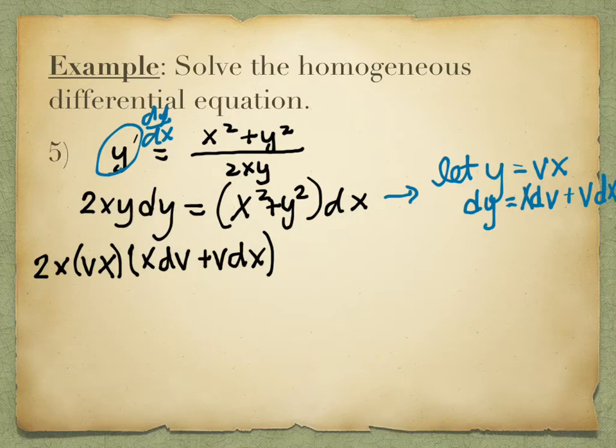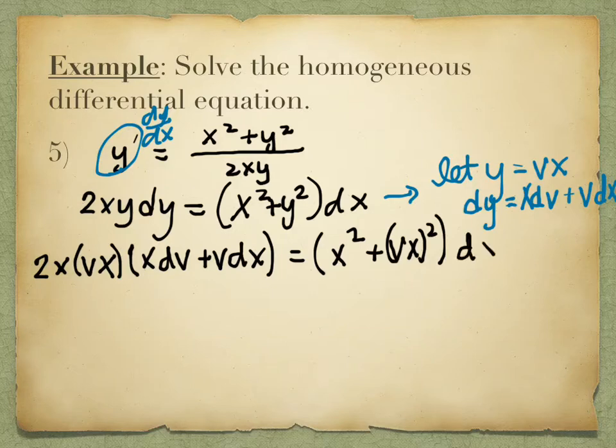And this is going to feel a little bit awkward at first, but we're going to go ahead and distribute the right-hand side in a moment too here. I think maybe I'll wait a step to do that. Let's go ahead and substitute my y in, and then I'll distribute, because we're going to distribute the left too. All right, so I've got x squared, that's fine. And then I've got y squared, but y is vx. So this is the quantity vx squared. And then times dx.